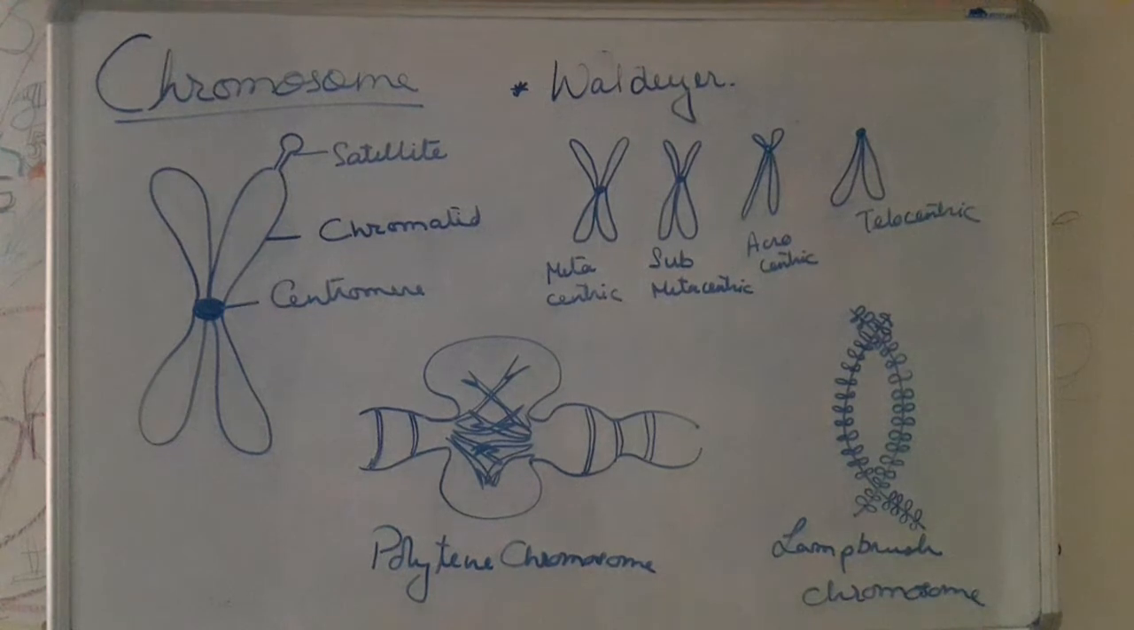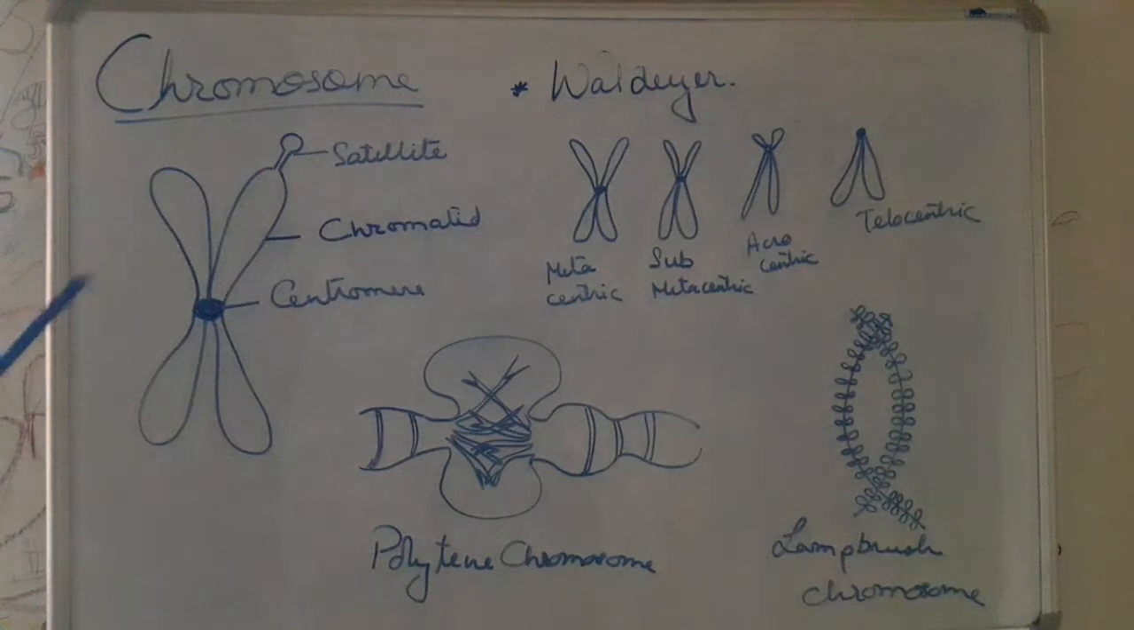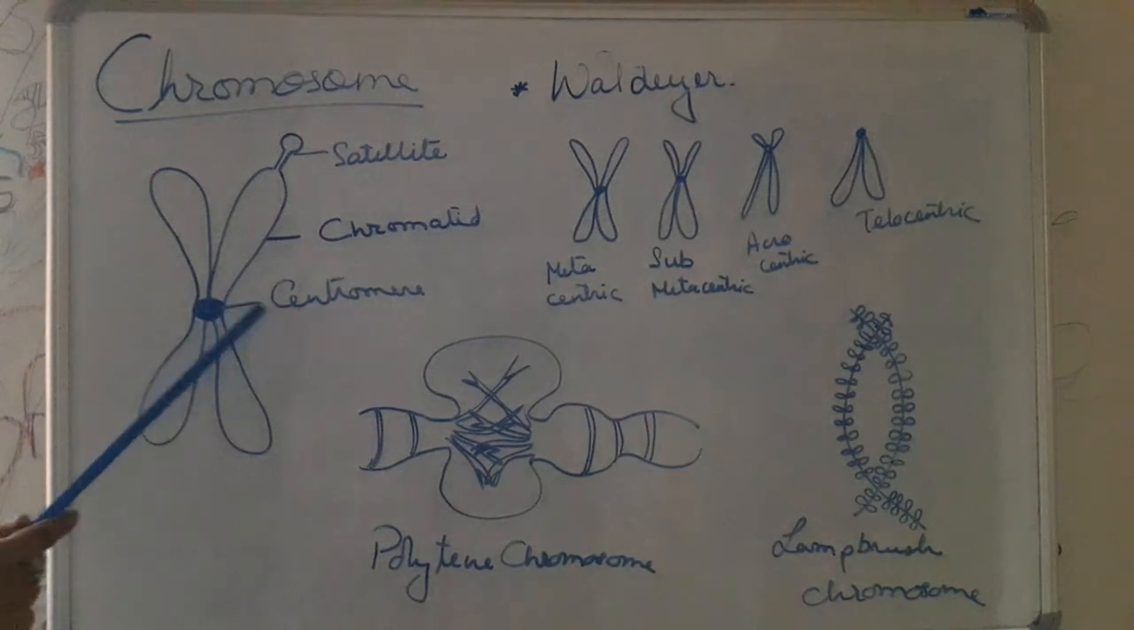Now, the chromosome consists of two fiber or thread-like structures which are known as the chromatids. These chromatids are held together at a point which is known as centromere. Within these chromatids, numerous fibers are also present which are known as chromonemata, and those chromonemata are held with the help of chromomeres. Now this centromere we can also call the primary constriction.